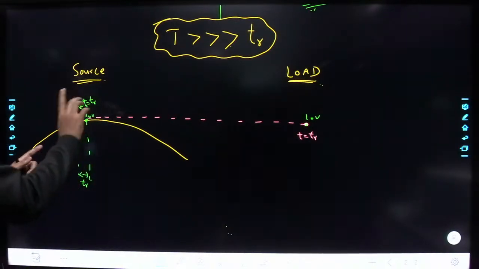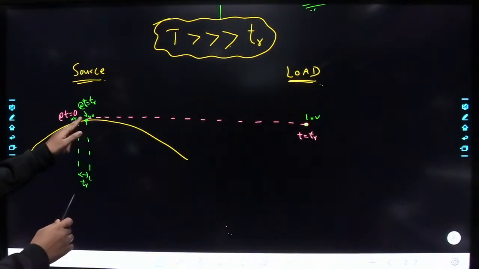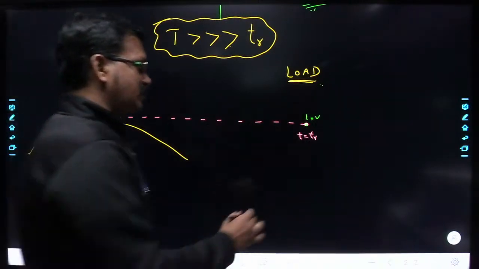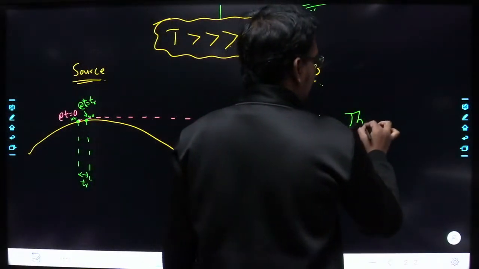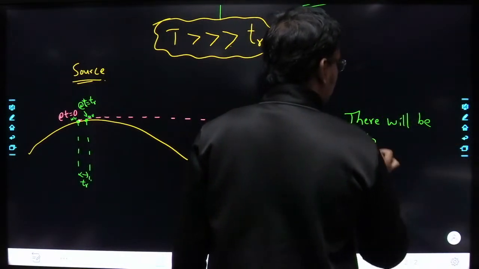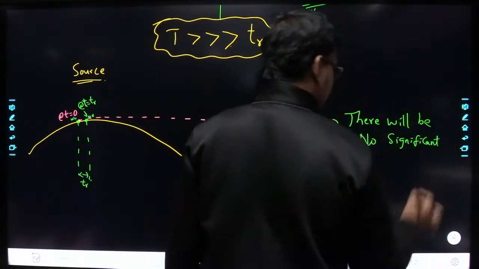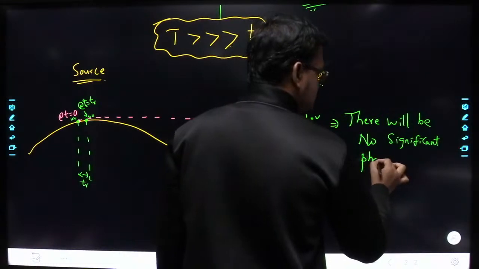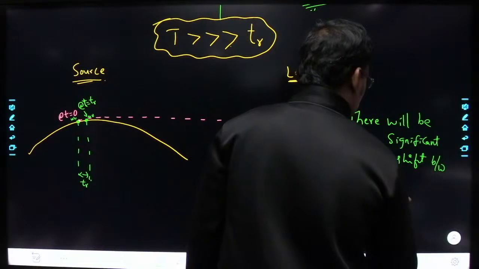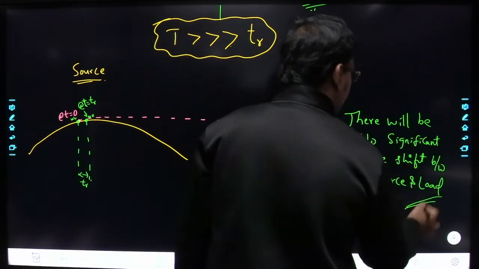So after TR seconds, whatever the value of the signal that is present at source, almost the same value will be present at load. So in this case, I can say there is no significant phase shift between source and load. There will be no significant phase shift between source and load. So that's what we can observe.